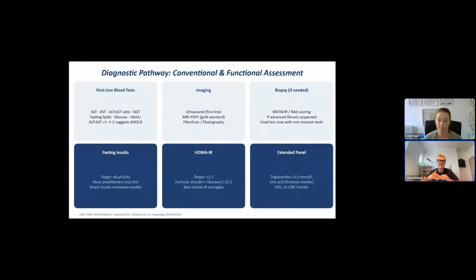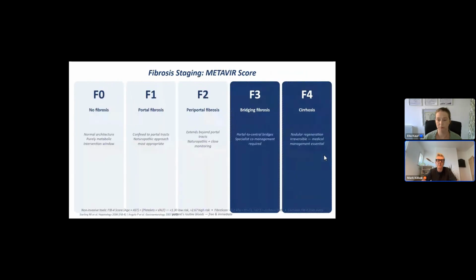So this is something we can run with our clients, and as we go through the imaging, we can start to see fibrosis and also the biopsy. That would obviously be in the allopathic world, if advanced fibrosis is suspected. If you go on to the next slide, you can see how we can develop the figures even more.